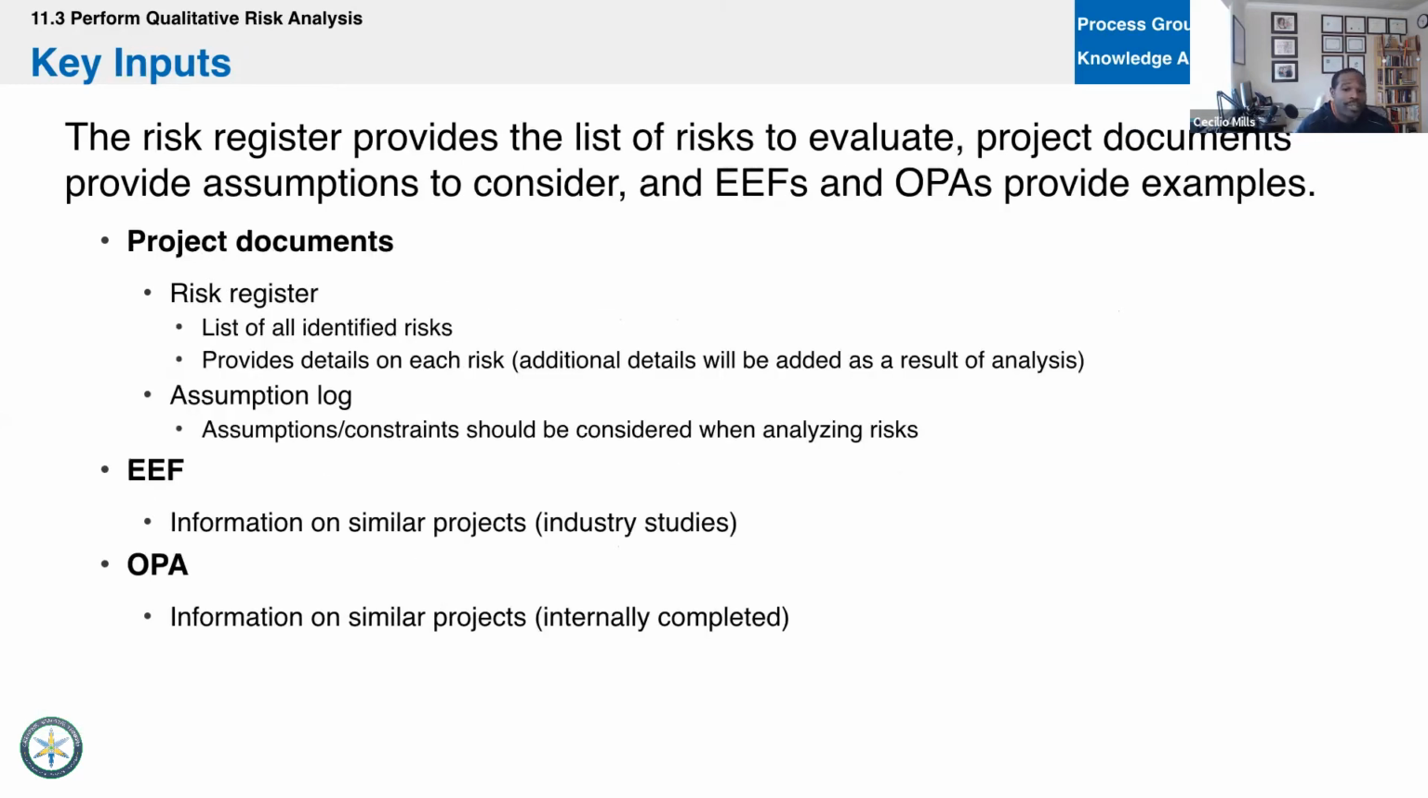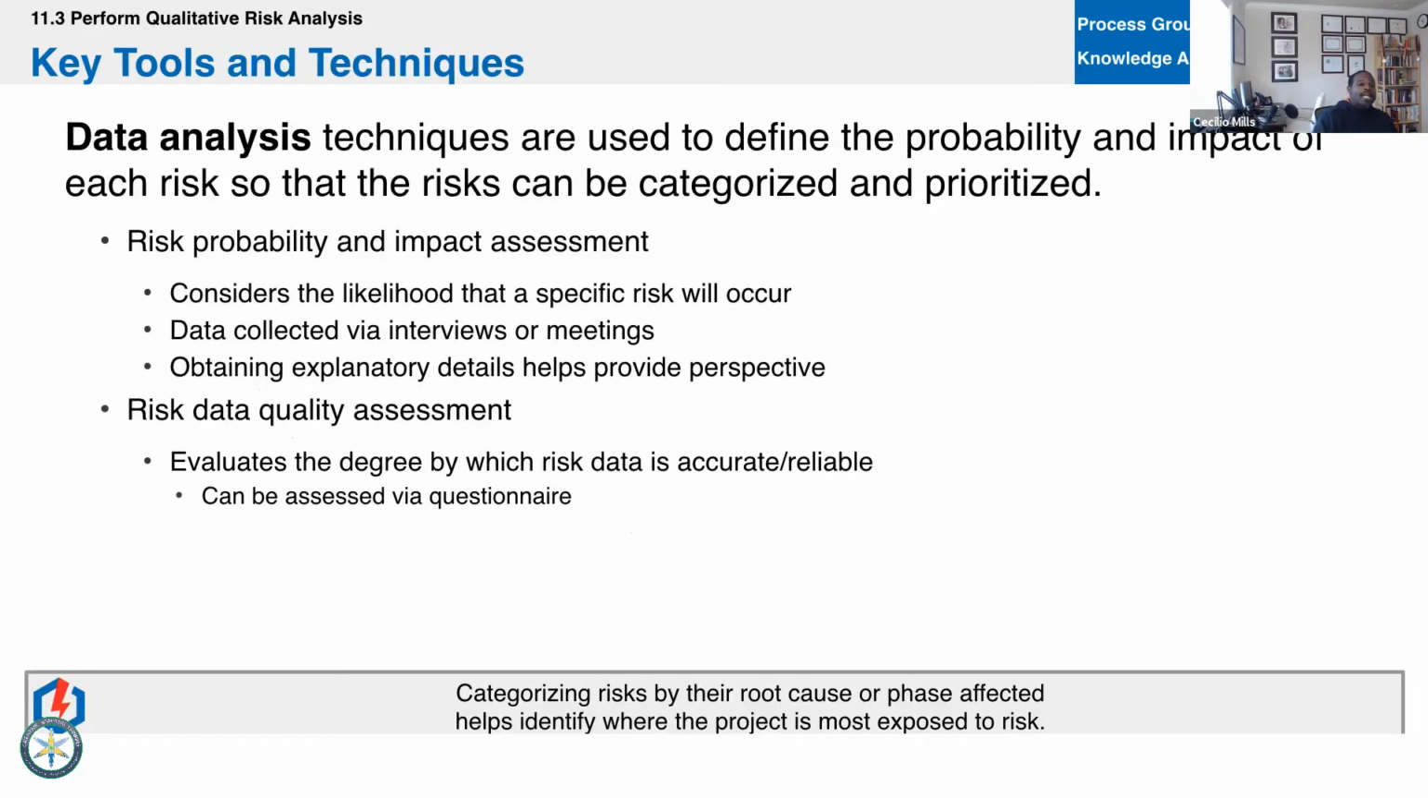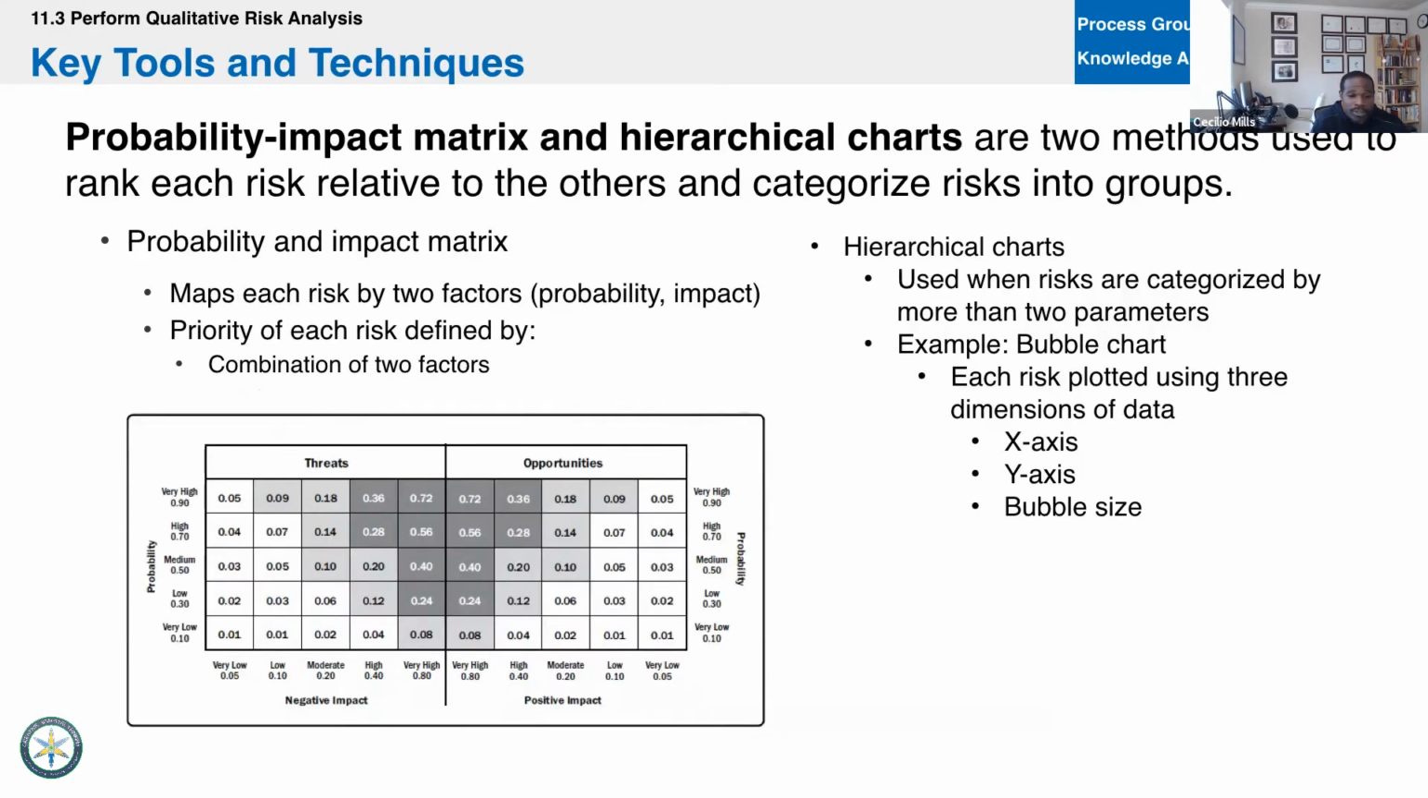All right, so we take the risk register, we take those risks themselves, along with any EEFs and OPAs. In this case, EEFs would be like if we need to adhere to some regulations or industry standards, and OPAs here would be like if the company has a specific probability and impact matrix that they want you to use, or if you just had a template that you have access to. These would be the key inputs, and then you would analyze that data. You would do a risk probability and impact assessment by using a probability and impact matrix like this.